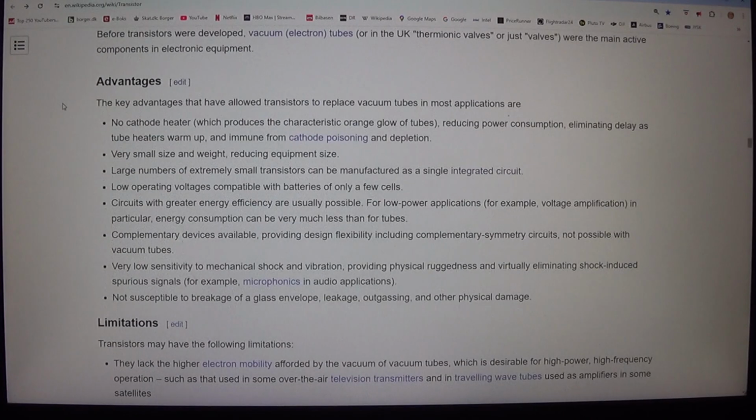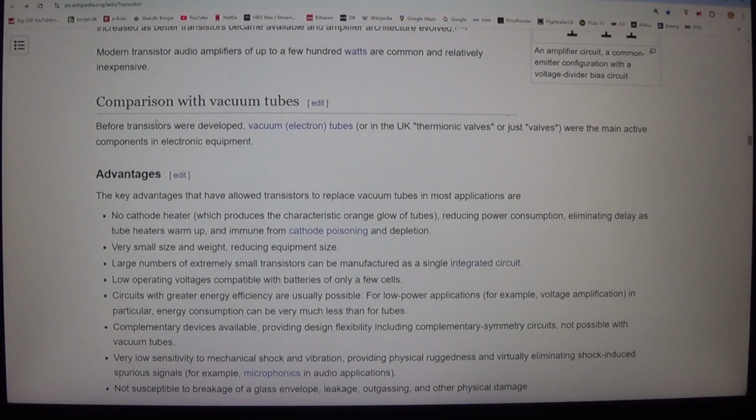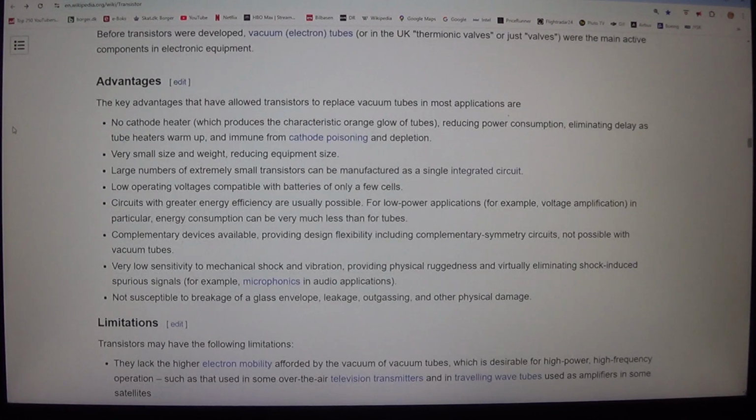Comparison with vacuum tubes. Before transistors were developed, vacuum, electron, tubes, or in the UK thermionic valves or just valves, were the main active components in electronic equipment. Advantages. The key advantages that have allowed transistors to replace vacuum tubes in most applications are: 1. No cathode heater, which produces the characteristic orange glow of tubes, reducing power consumption, eliminating delay as tube heaters warm up, and immune from cathode poisoning and depletion.